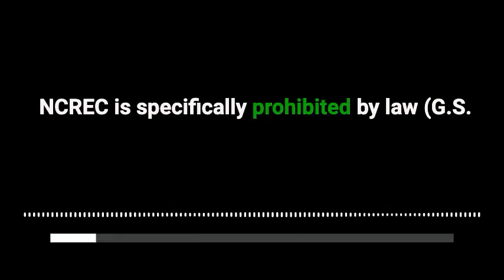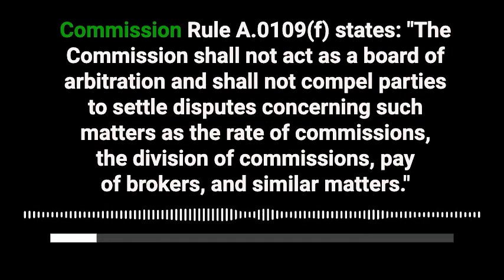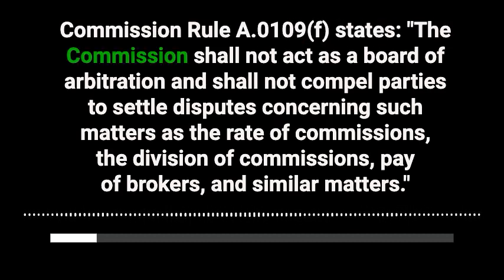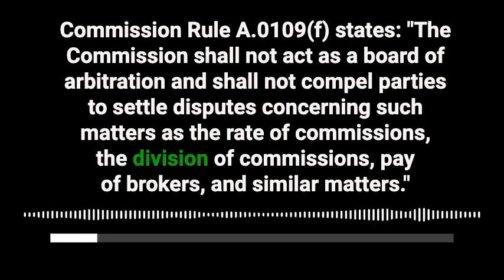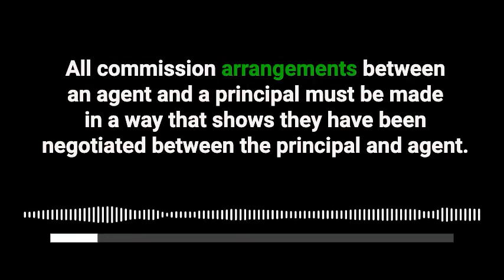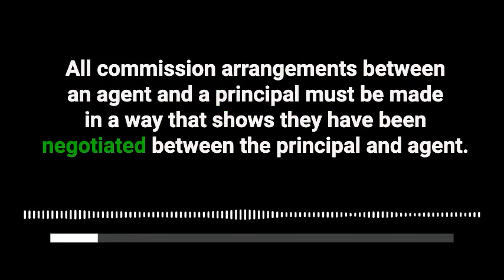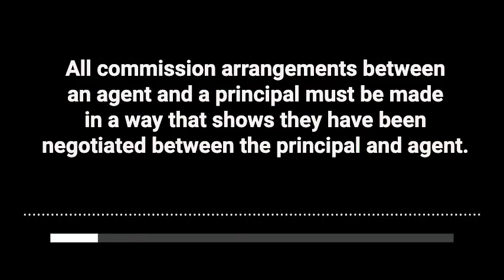NCREC is specifically prohibited by law from making rules and regulations that regulate or dictate commissions, salaries, or fees to be charged by licensees. Commission Rule A-109 states, "The Commission shall not act as a board of arbitration and shall not compel parties to settle disputes concerning such matters as the rate of commissions, the division of commissions, pay of brokers, and similar matters. All commission arrangements between an agent and a principal must be made in a way that shows they have been negotiated between the principal and agent."